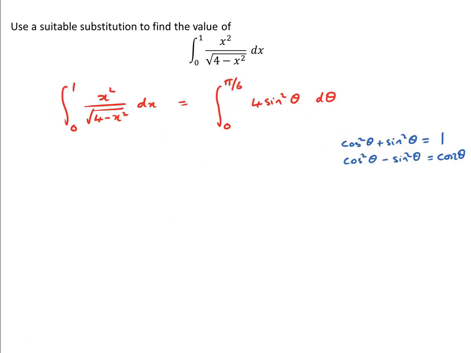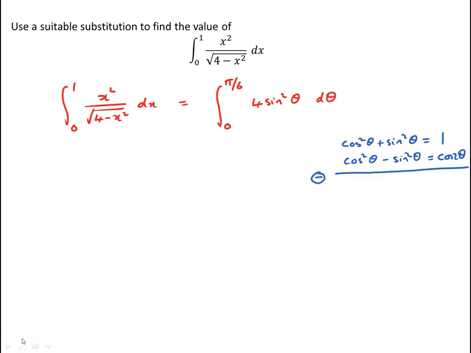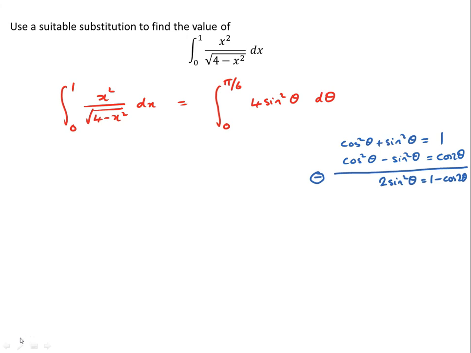Now we know that cos squared theta plus sine squared theta is always equal to 1. We know that cos squared theta minus sine squared theta is always the same thing as cos 2 theta. If we now subtract the second equation from the first equation, we obtain 2 sine squared theta equals 1 minus cos 2 theta. So 4 sine squared theta is the same thing as 2 minus 2 cos 2 theta.